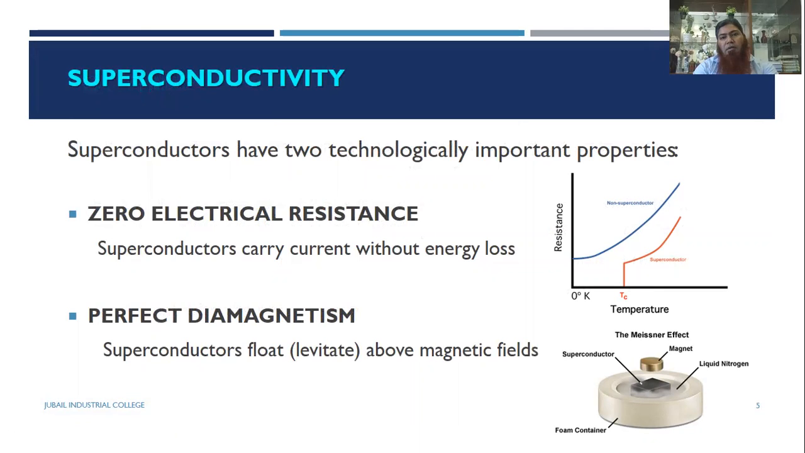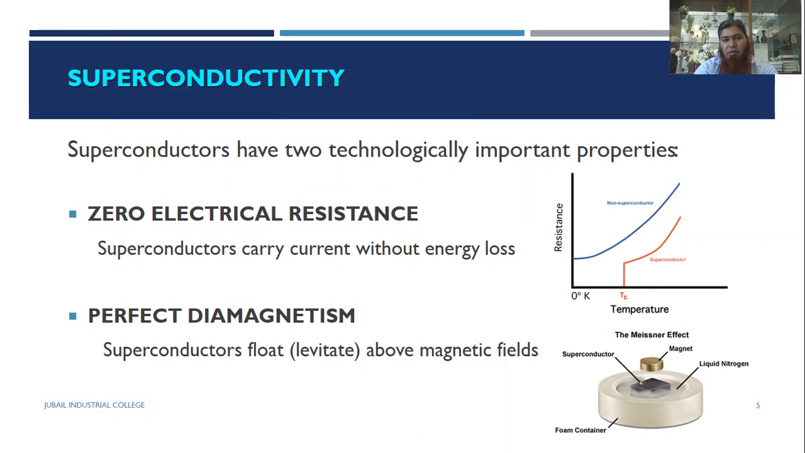For a superconductor, there are two important properties. The first one is zero electrical resistance. When the temperature goes down, near to zero, the resistance drops, and at a certain temperature it abruptly goes to zero. This shows zero electrical resistance at a certain temperature, which is called the transition temperature. So a superconductor can carry current without energy loss.